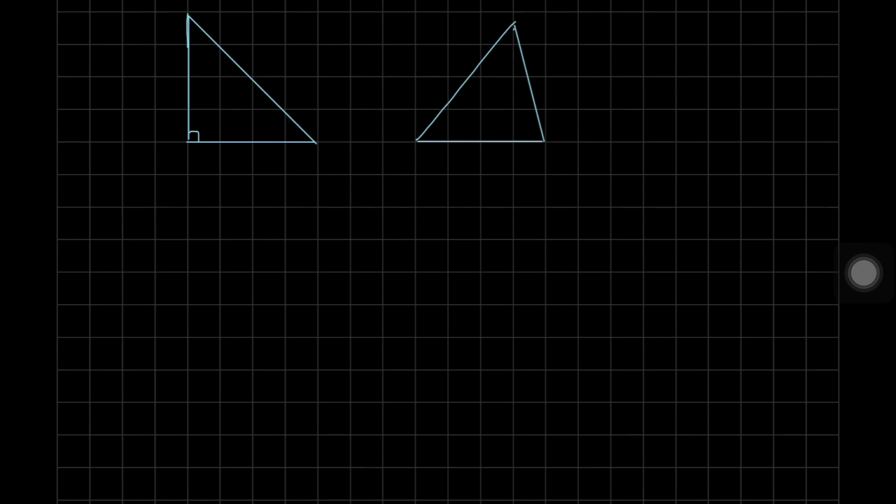So how do I do that? I simply drop a perpendicular from the vertex downwards. And there, you have two 90-degree triangles inside. This is the first one, and in the neighborhood, you got the second one. So trigonometry can still work.